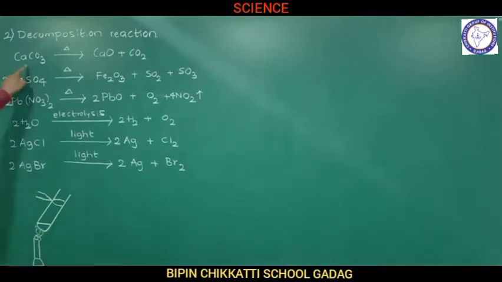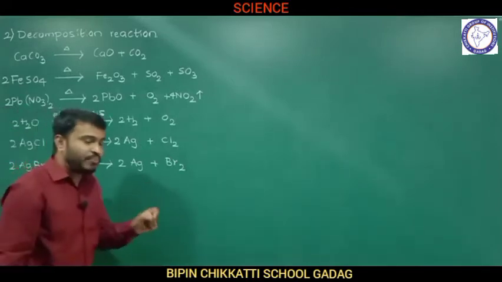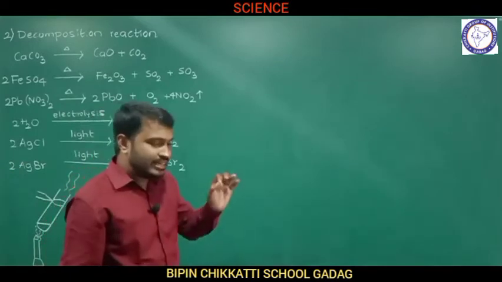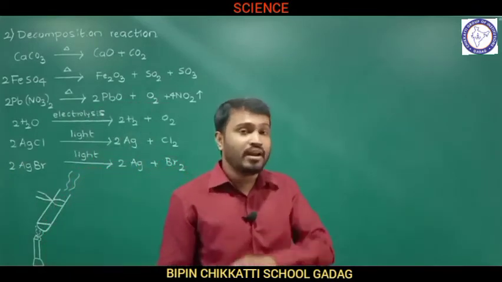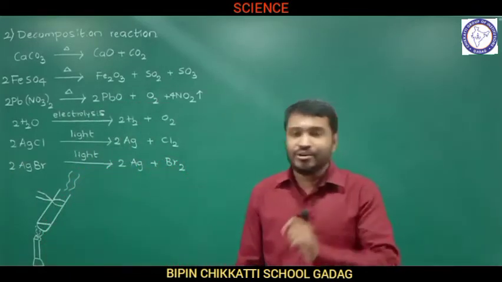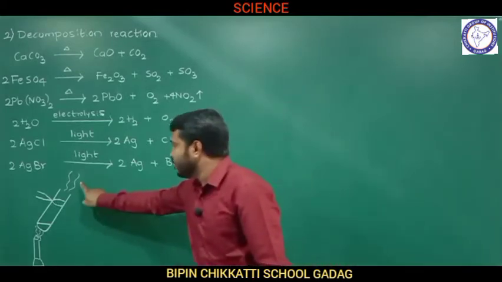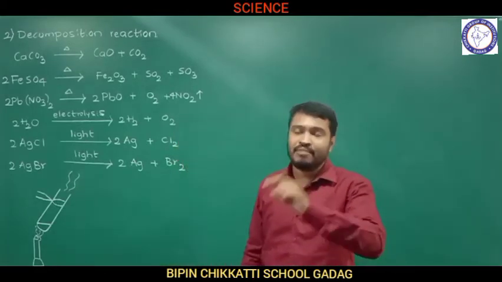When calcium carbonate is heated, of course there is a release of gas, as I told you, and remember the characteristic property of carbon dioxide is that it is colorless and odorless also. Then how to identify it? I told you that when you pass this carbon dioxide gas into lime water, that lime water turns milky.